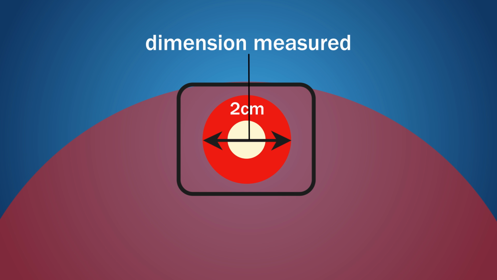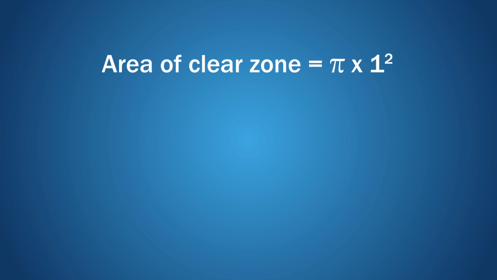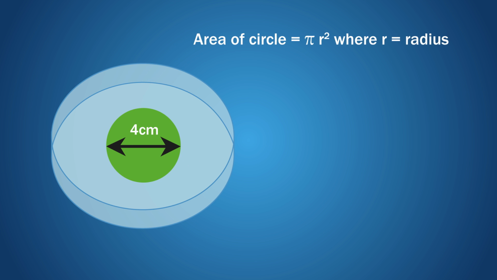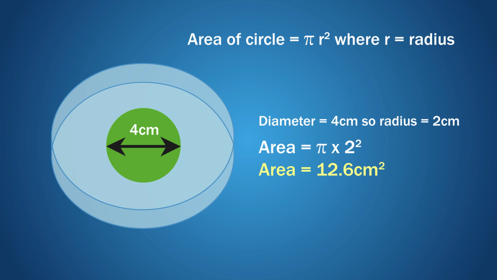If the diameter is 2 centimeters, then the radius is 1 centimeter because the radius is half of the diameter. So the area of our clear zone is pi times 1 squared, which is 3.14 centimeters squared. Can you work out the cross-sectional area of this colony? Pause the video, work it out and click play when you're ready. Did you get 12.6 centimeters squared?